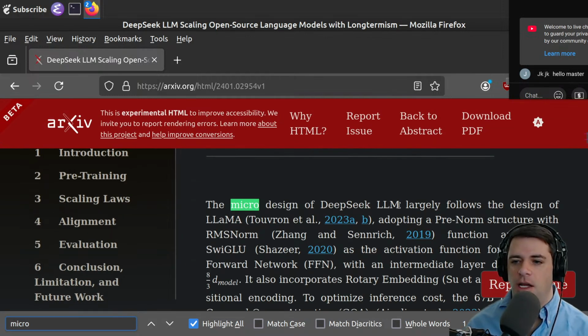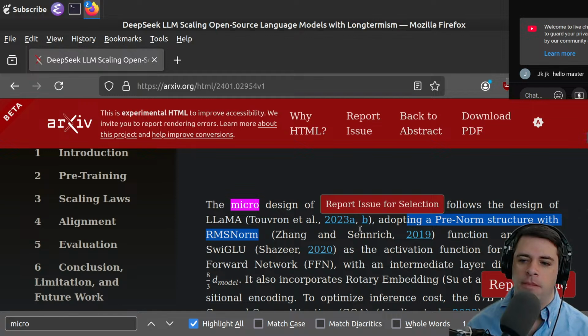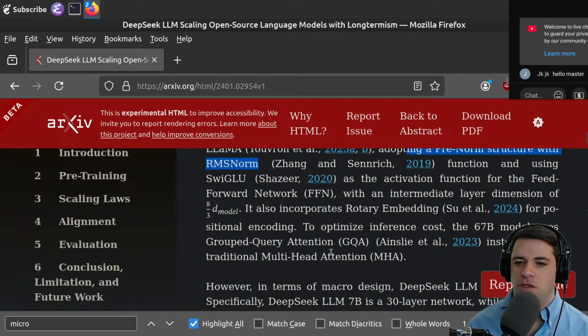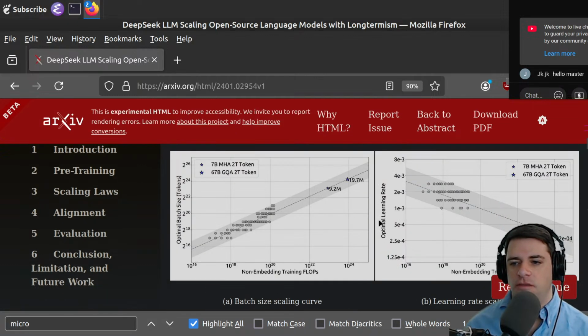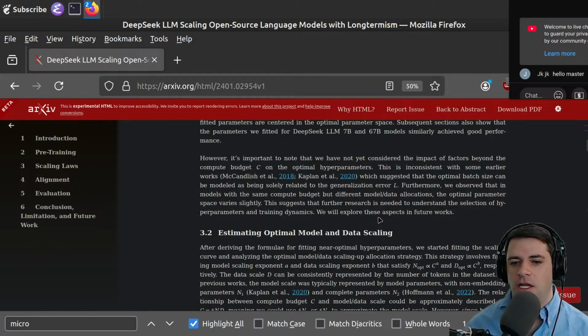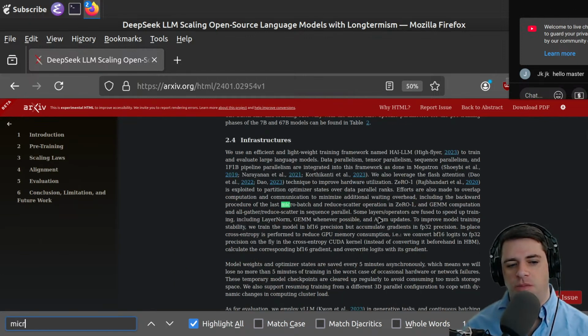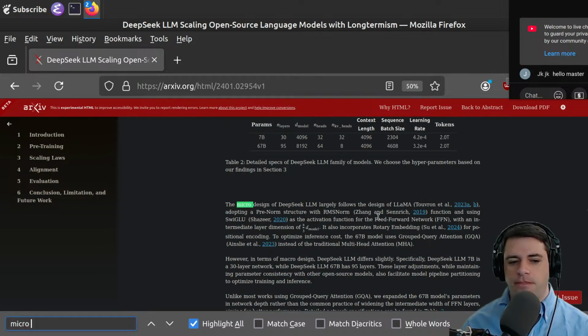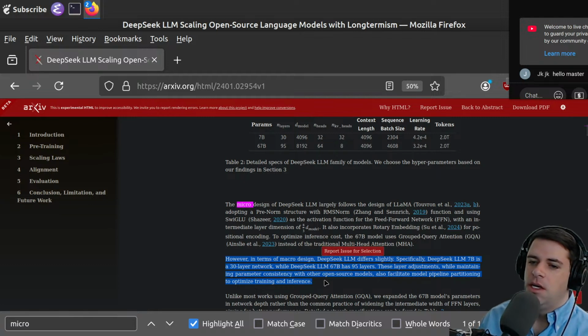Whoa. LLM largely follows the design of Llama, adopting a pre-norm structure with RMS norm, and using SwiGLU as the activation function. So at least in version 1, I'm thinking of this as basically a version of Llama. The difference, they say, is, however, in terms of macro design.